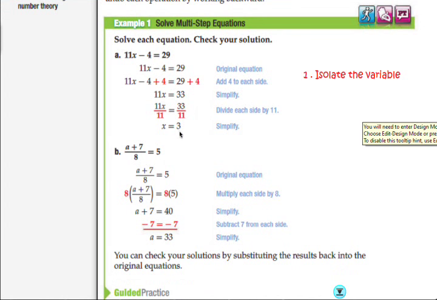I always want to make sure I can check my answer, so I can plug this 3 back in. I can just take this right here, plug it back into the very beginning. 33 minus 4 is 29, so I did it right.